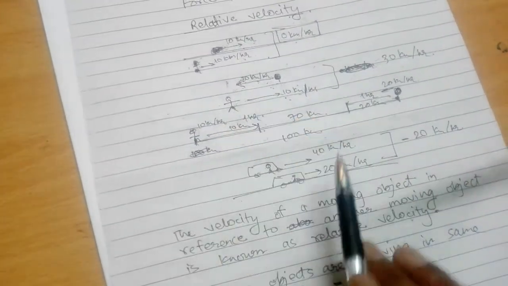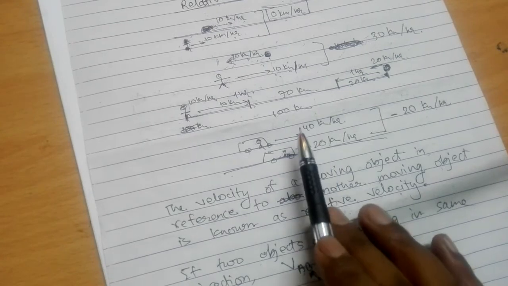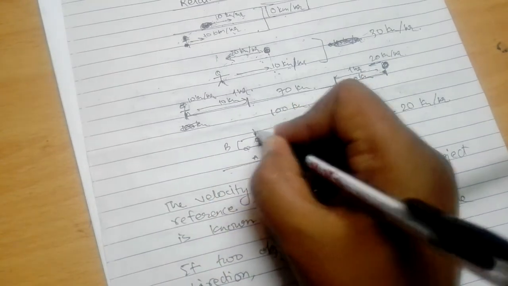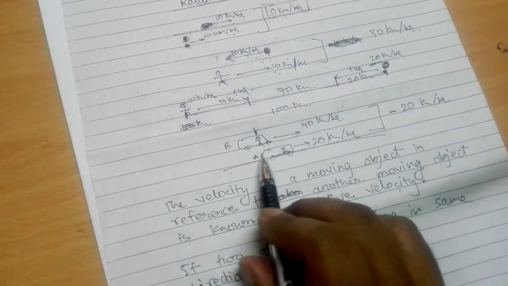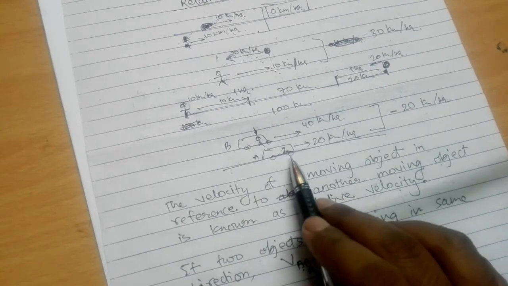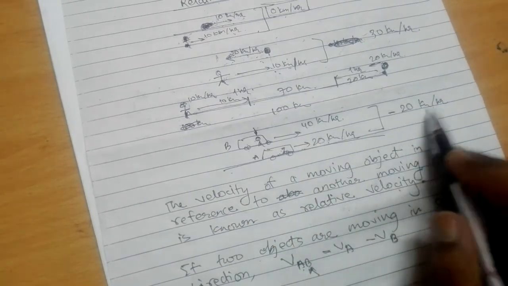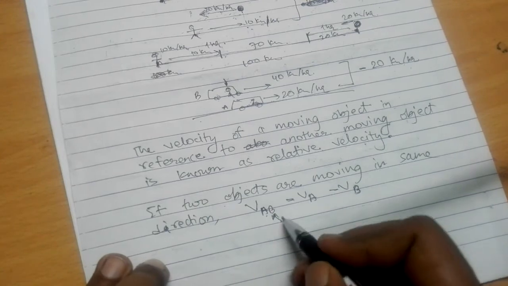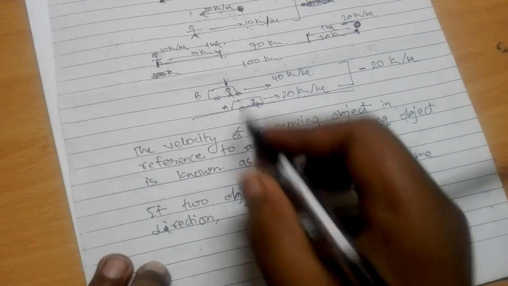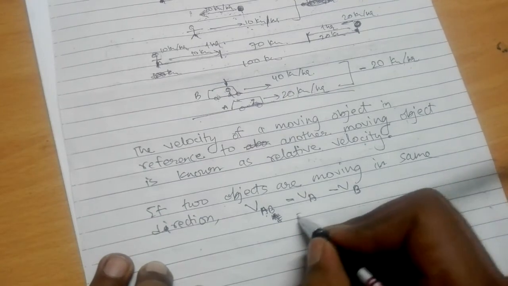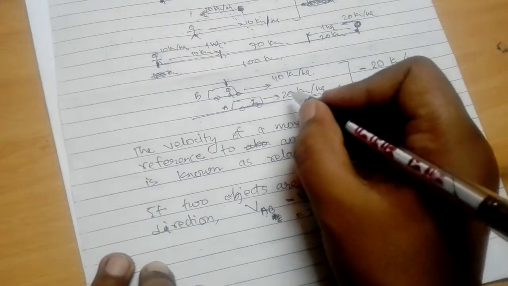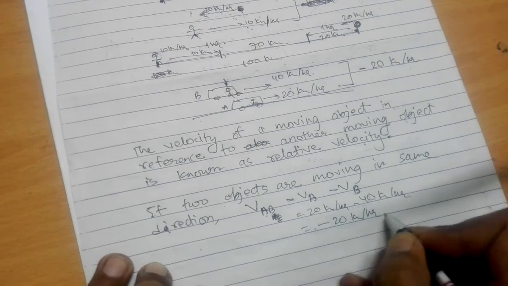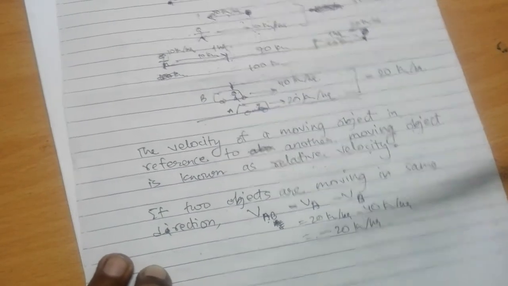Look at this example, or remember this example. If you are moving in the same direction, this is car A, this is car B, and you are observing the velocity of car A, sitting in car B. Then the relative velocity will be 20 minus 40, that means minus 20. If you are moving in the same direction, then relative velocity is obtained by subtracting the velocities of the two cars. Got it? Now in this example, the velocity of car A is 20 km per hour minus the velocity of car B, 40 km per hour, and it gives you minus 20 km per hour. This is the solution. Okay, understood?